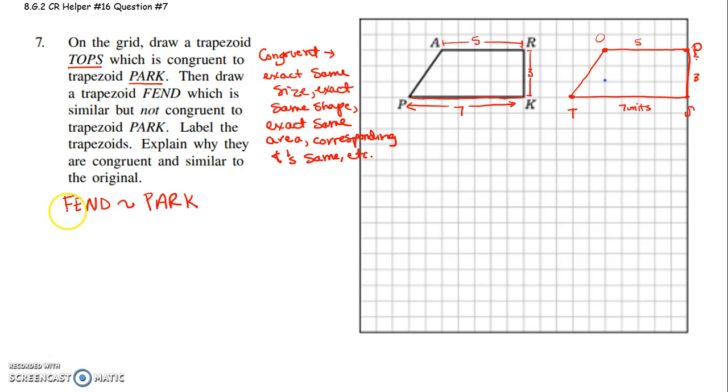All right, on another video, I talked all about corresponding parts and that with similar figures, the sides are in proportion. What I'm going to do is take my original park and dilate it by a scale factor of 2. So I'm going to take each of my sides and make them twice as long to create Fend. You could make each of your sides half as long. You could triple each side. The sides are going to be in proportion. So I'm going to take park and dilate it by a scale factor of 2.